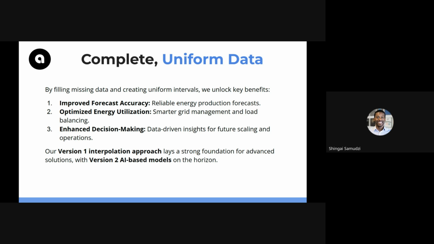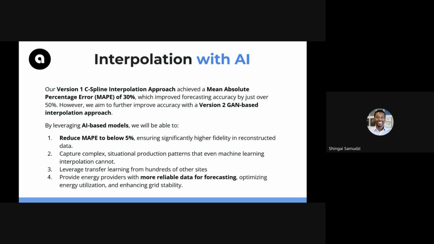And so again, this is our version 1, which was a more algebraic approach, laid the foundation for more advanced solutions, which we're in the process of building right now, which is an AI-based model for our V2. So we used a C-spline interpolation approach. Again, we got this mean absolute percentage error of 30%, and it improved our forecasting accuracy by just over 50%. Now that sounds great, but like I said, with that much missing data, it becomes very challenging to create really good forecasts.